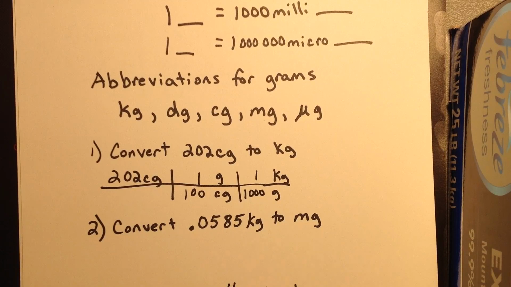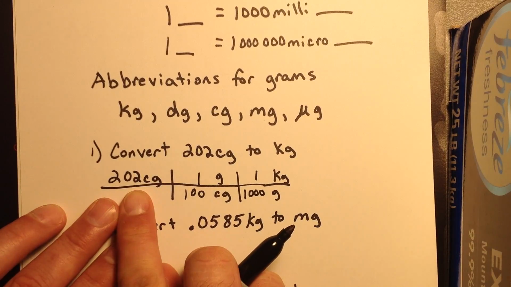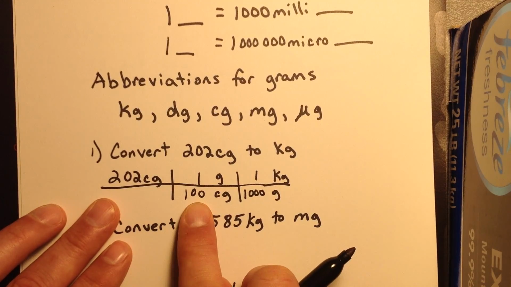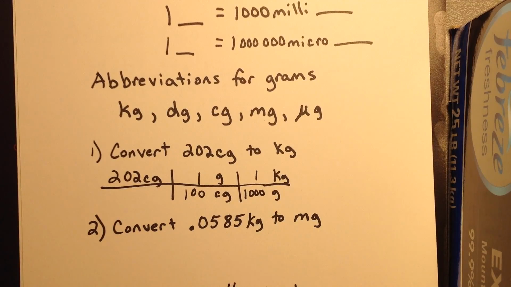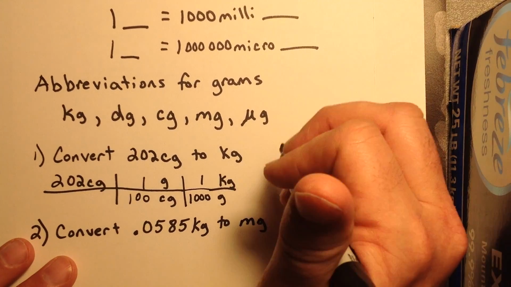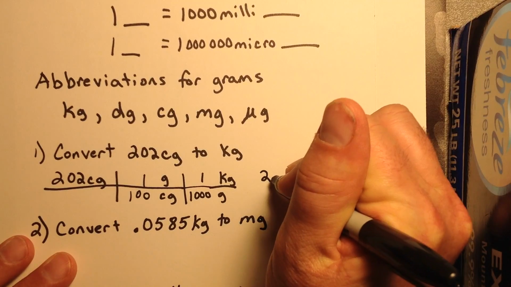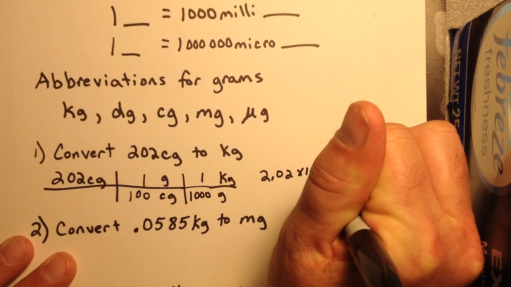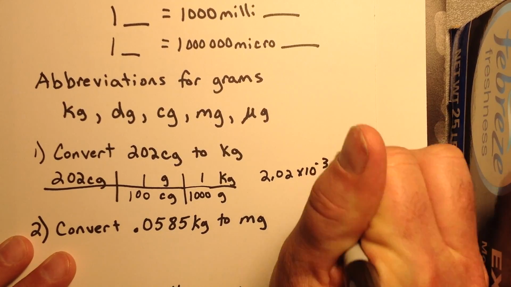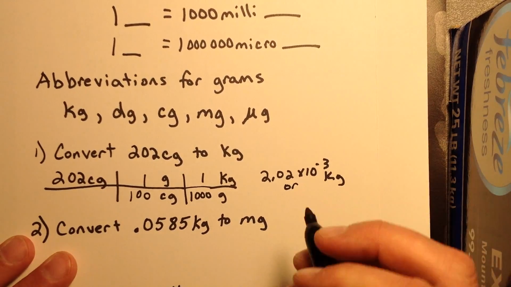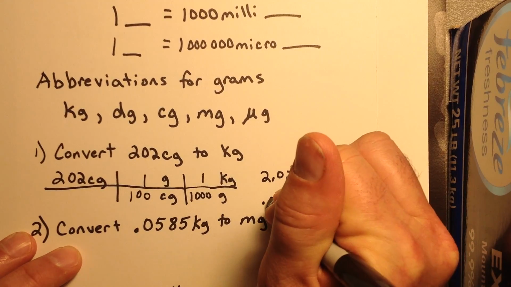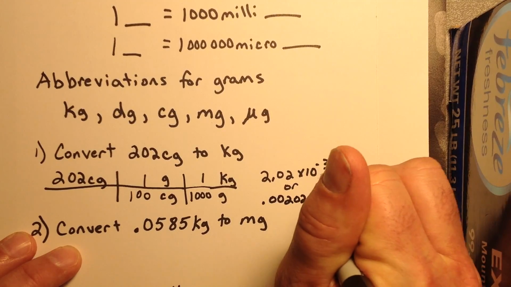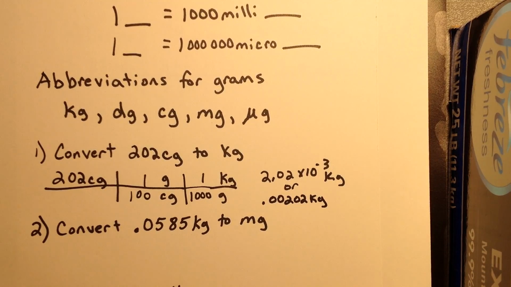How do you type this in? 202 times 1, but you know that's not really needed, divided by 100, divided by 1,000. When you do that math, you get 2.02 times 10 to the negative third kilograms, or for those who don't like scientific notation and prefer to write zeros, 0.00202 kilograms. Don't forget your unit.